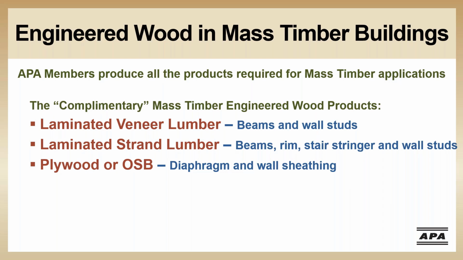I would mention that APA members produce all of the products required for mass timber that we've talked about, except for nail or dowel laminated timber. And I'd also remind that many of the products like LVL, LSL, and the panel products, plywood and OSB, can be used as complementary products in mass timber construction.